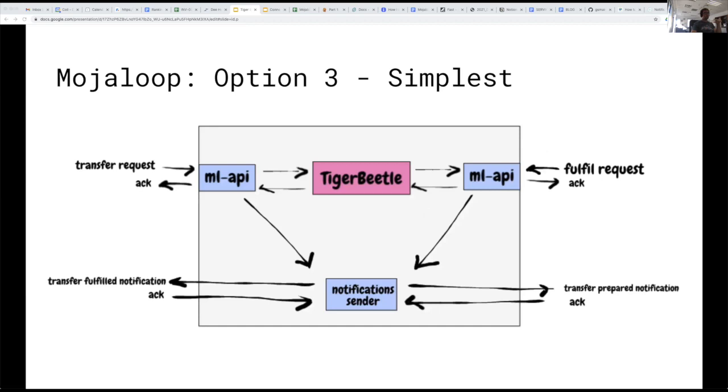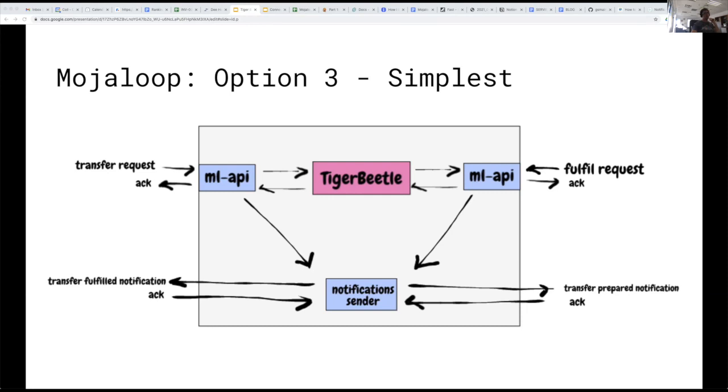A more extreme one would be to make TigerBeetle the only piece of persistence that we have in the system. We think this would be a possible way to do things, but it's probably an overzealous application of some of these ideas, and it would require that the API is doing quite a lot more orchestration than we probably wanted to do, and it would be very dependent on TigerBeetle.